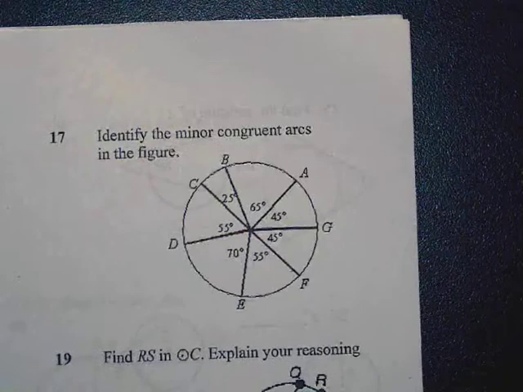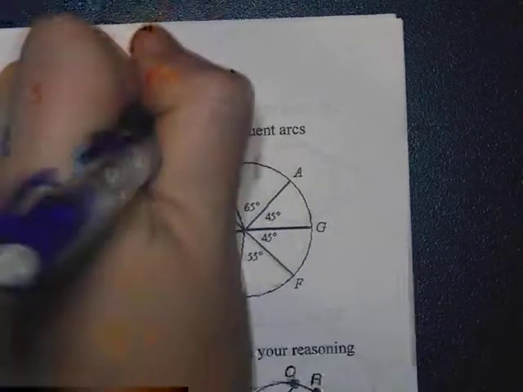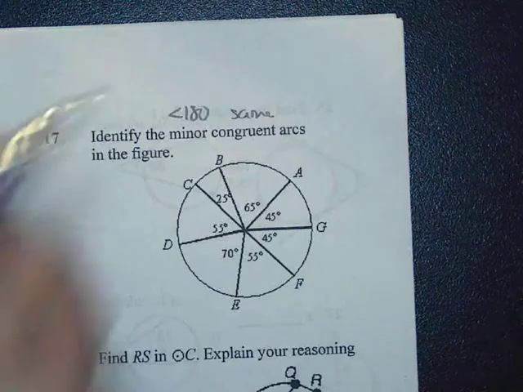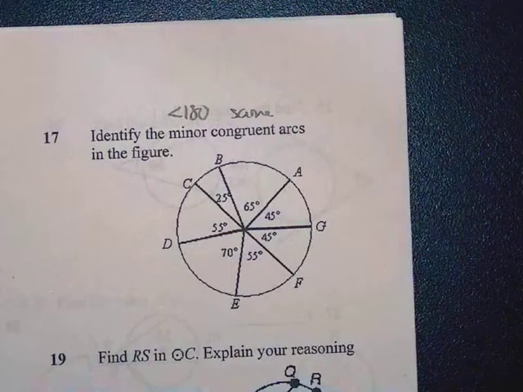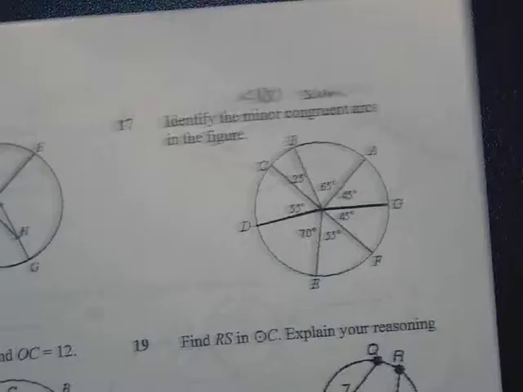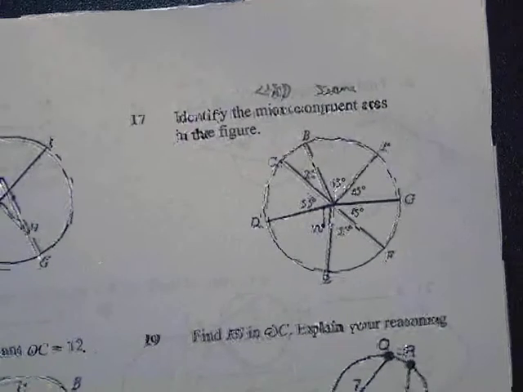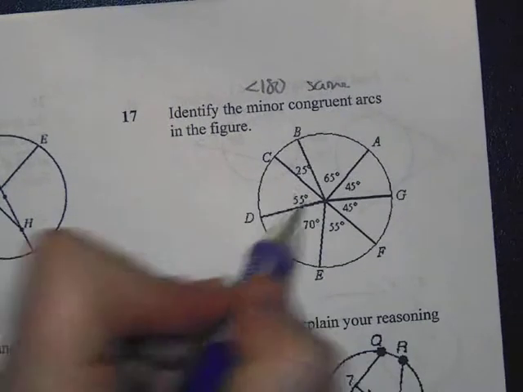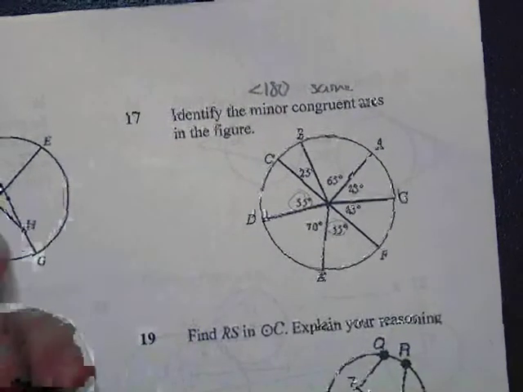All right, number 17. Identify the minor congruent arcs. Minor means less than 180. Congruent means they're the same measure. And so I want angles smaller than 180 degrees that are going to be the exact same. So for example, just off the bat, two angles that I see that are the same are my 55s. So I could say arc CD and arc EF would be a pair.